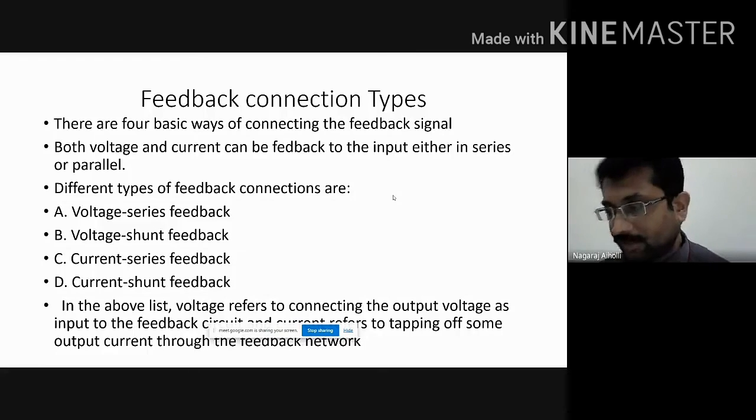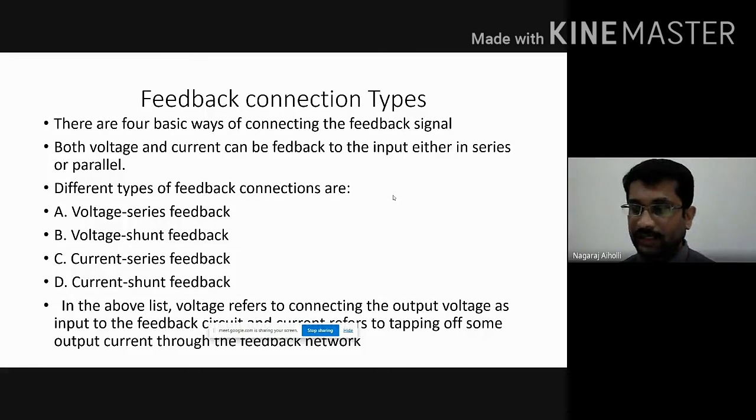In the next class, we'll continue with some more derivations of the various amplifiers. That is, we'll take up the output resistance and input resistance derivation of the voltage series feedback amplifier, and then we'll move on to the voltage shunt feedback amplifier derivations. That we'll take up in the next class.